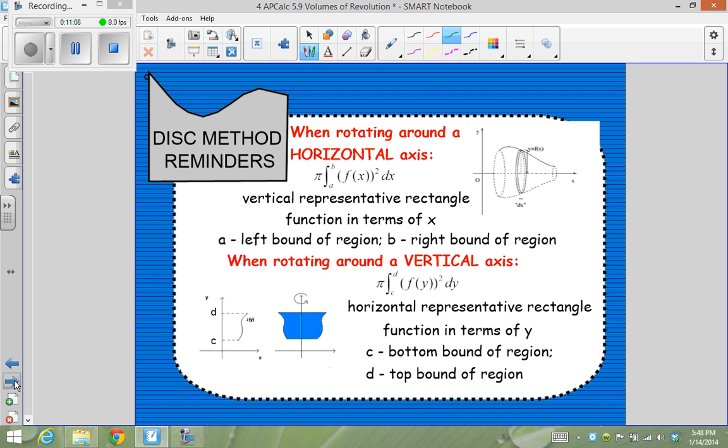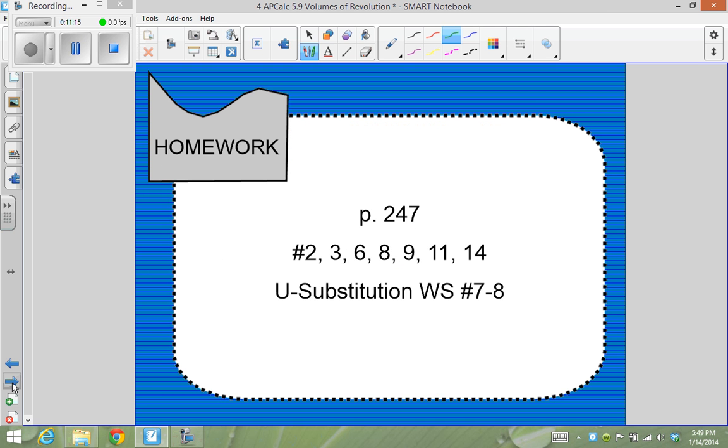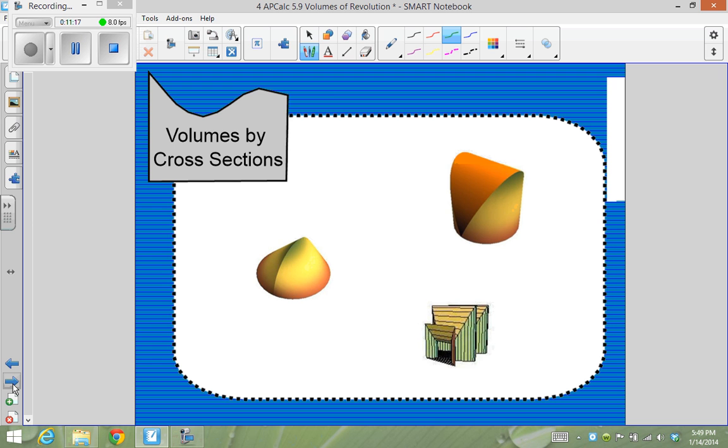Okay. These were disc reminders. Hopefully we're good on this. We're going to get going pretty quickly here. Okay, volumes by cross sections. If you're looking at this right here, this base is a circle, but my shape above it is a triangle. This base is a circle, but what I've got is a bunch of little squares added together to make this. This should look familiar.